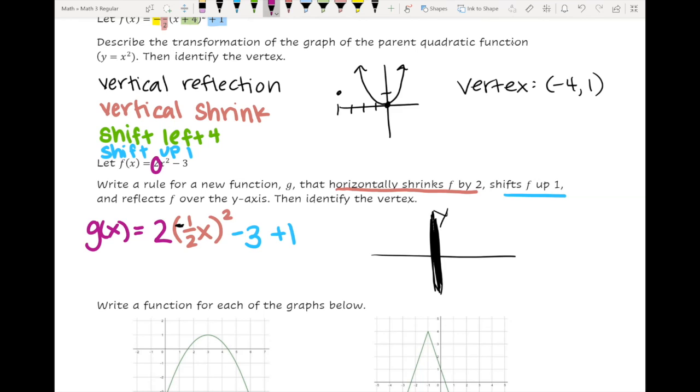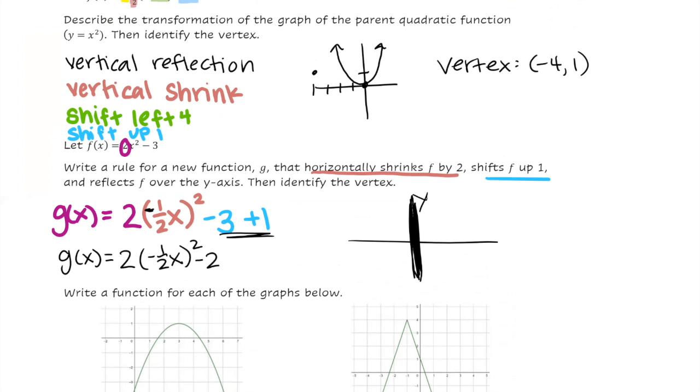There is a bit of simplifying we can do here. So the g of x function, I'll get 2 times -1/2 x squared, and then if I combine these, I get a -2. There's probably a little more simplifying you can even do from here, but this is your g of x function. Then it says to identify the vertex.